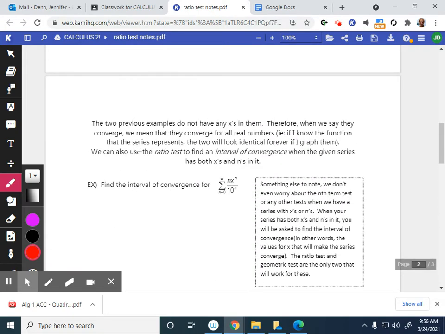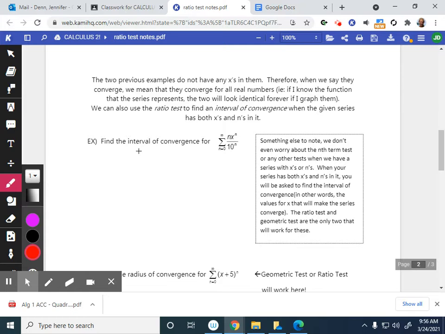Now, the second part of the ratio test is, what do we do when we have a series that has not only n's, but also x's? On that quick check, you saw there was an n and an x, and people were like, what? That's because I didn't intend to put an x yet. I meant that to be an n. But it is possible to have x's and n's. So what do we do with that?